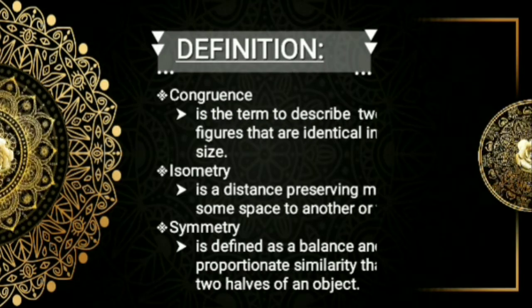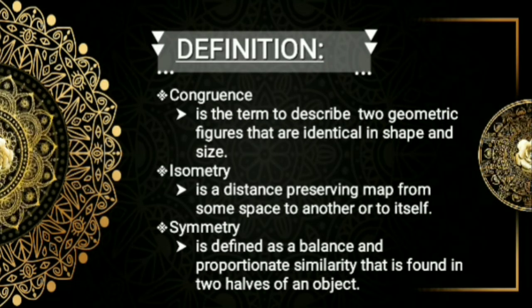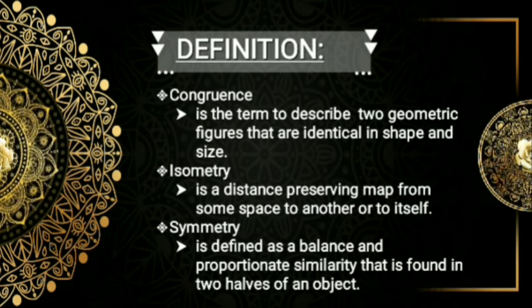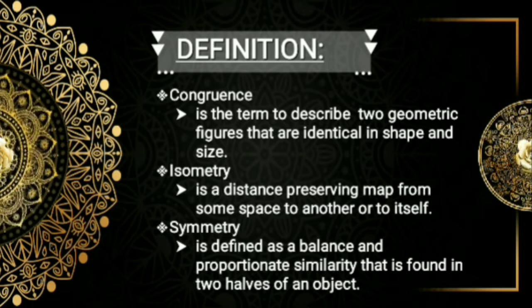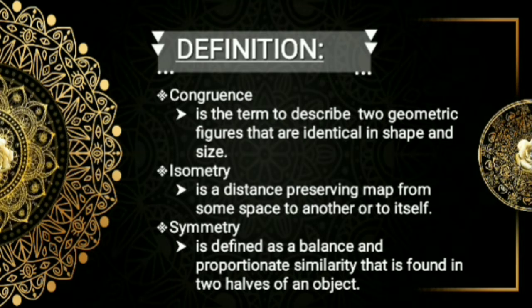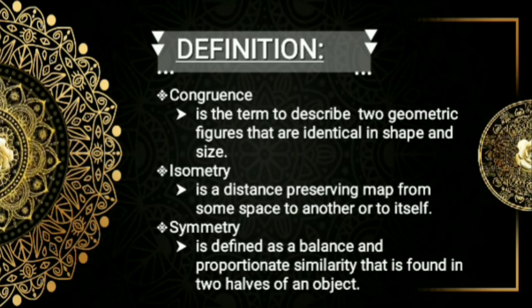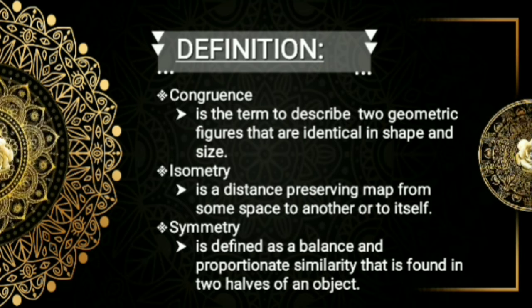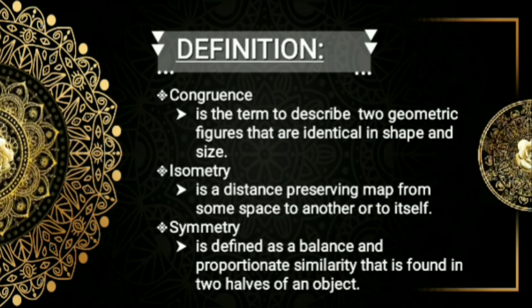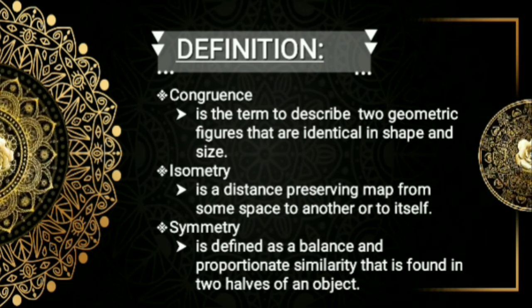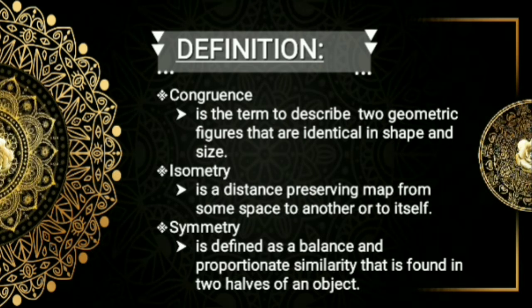First word is congruence. What is congruence? It is the term to describe two geometric figures that are identical in shape and size. Next is isometry. An isometry is a distance-preserving map from some space to another or to itself. Another one is symmetry. A symmetry is defined as a balanced and proportionate similarity that is found in two halves of an object.